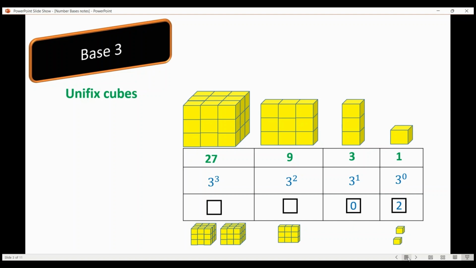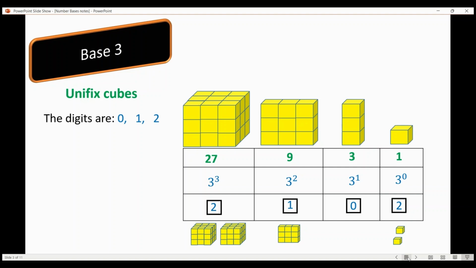And how many groups of 9 do we have? We have 1 group of 9 or 1 group of 3 squared. And how many cubes do we have? We have 2 groups of 3 cubes. As such, we recognize that the digits that are possible are 0, 1, and 2.